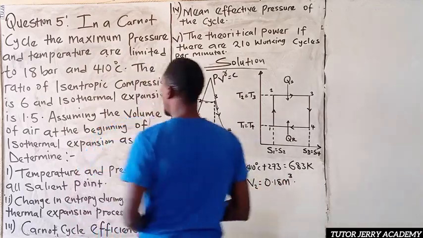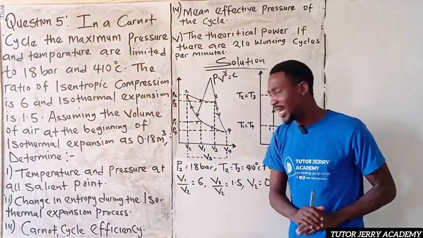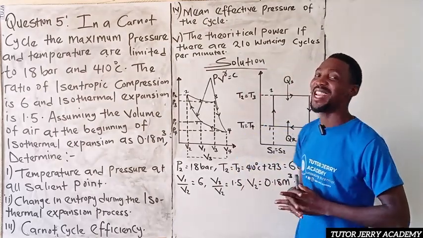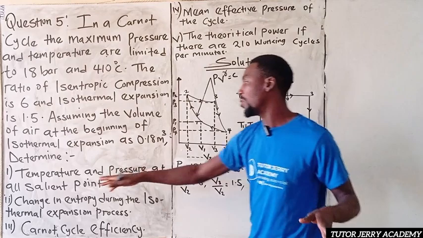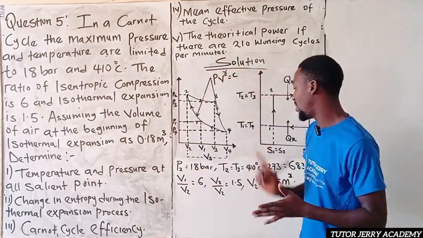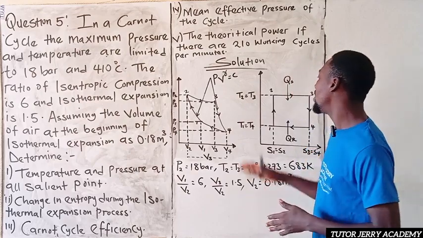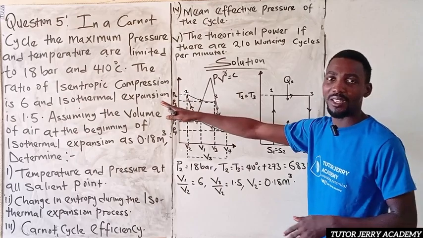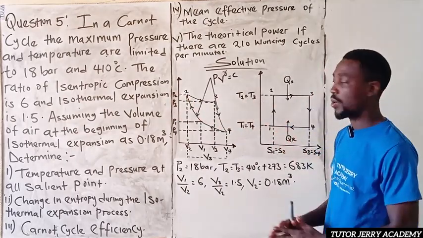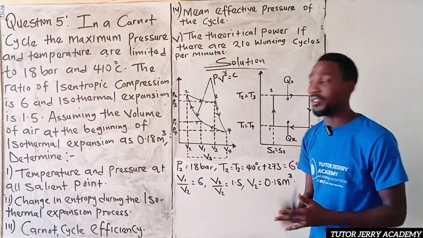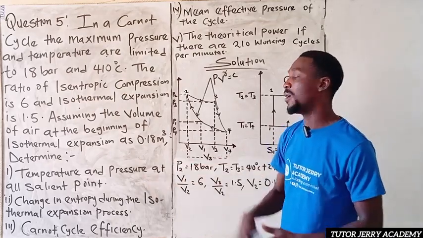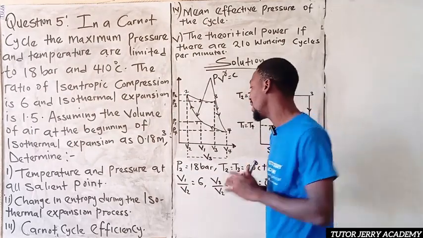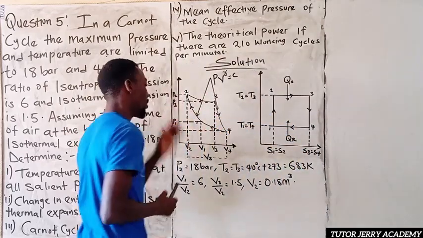All right. So now, let's start with the analysis. We are told to find the temperature and pressure at all salient points. So that is, we want to find T1, T2, T3 and T4. We have already been given T2 and T3 from the question. So we need to find T1 and T4. All right. And we are going to find pressure P1, P2, P3, and P4 at all salient points.